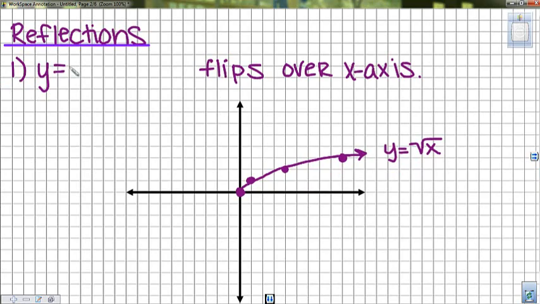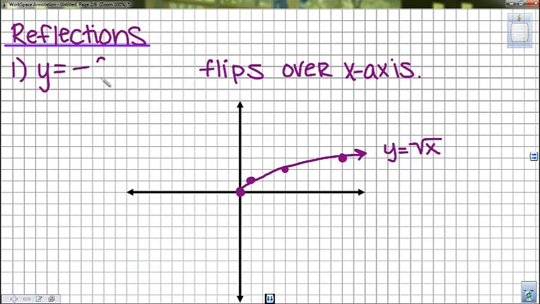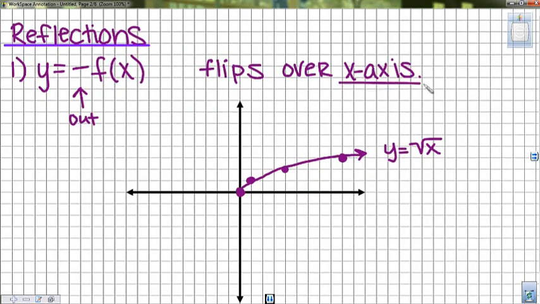Okay, the first one we're going to look at is when you have a negative on the outside of your function, like out in front. So negative f of x. F of x can be any of the parent functions. Okay, that negative outside or in front is going to flip your graph over the x-axis.